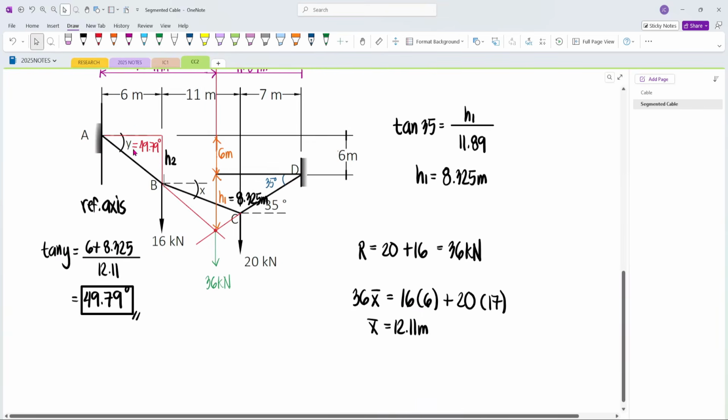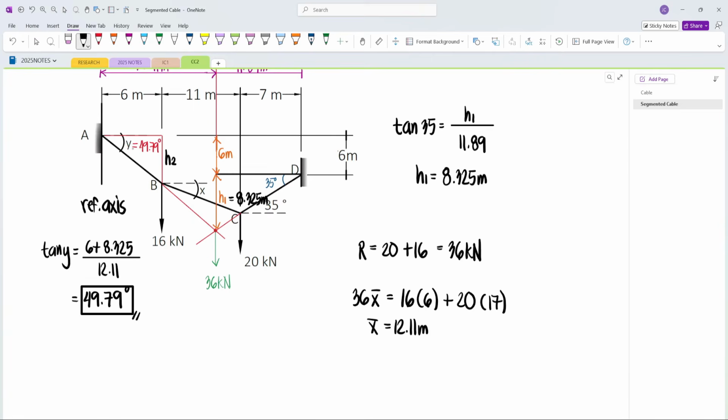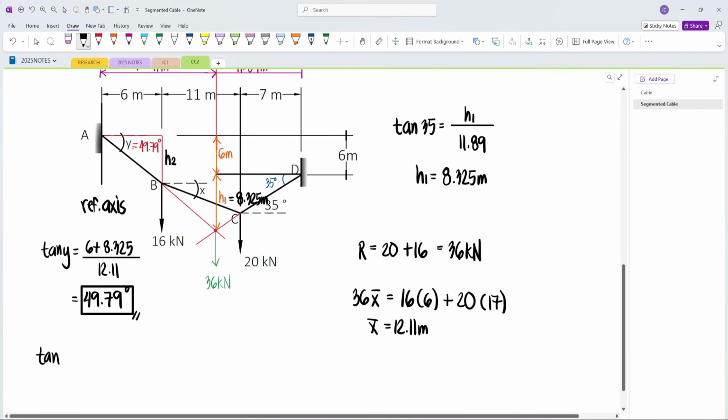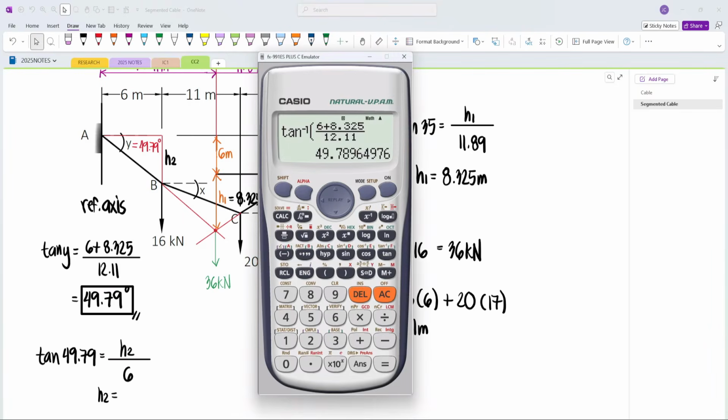Ayan. To solve H2, we can use the tangent function pa rin. Tangent of 49.79 degrees equals opposite H2 divided by the adjacent side. The adjacent side is 6 meters. So we have H2 equals 6 tangent of 49.79.